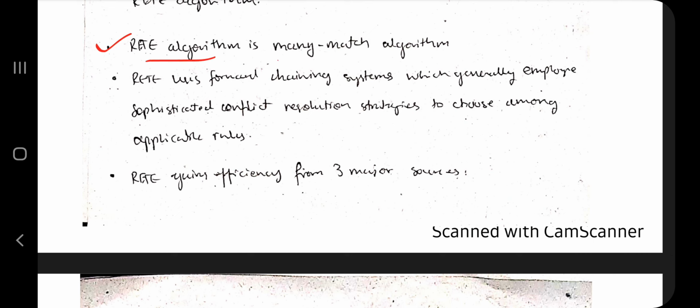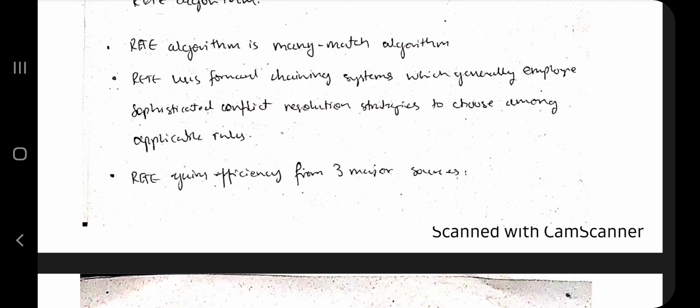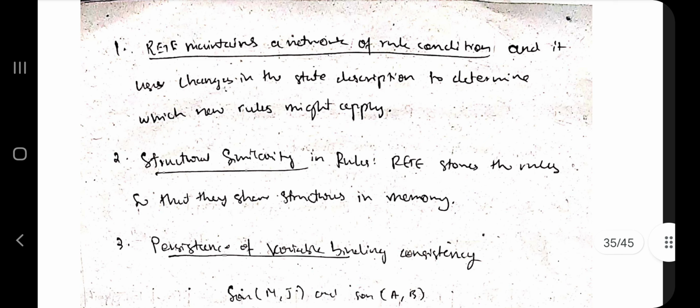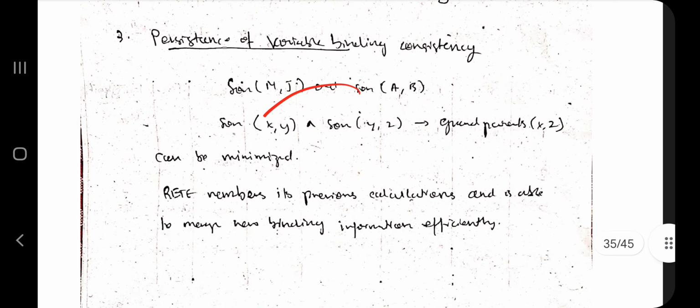So the RETE algorithm is a many-match algorithm. Many rules will be matching, and it will apply just those rules which are compulsory. It uses the forward chaining system, which generally employs sophisticated conflict resolution. So it just uses forward chaining, and it gains its efficiency from three major sources. The first one is the network of rule conditions. Second is structural similarity, where we have a structure and the rules are given there. And third is persistence of variable binding consistency. Okay, it means the previous rules will be applied, and based on that, we'll be applying the new rules here.